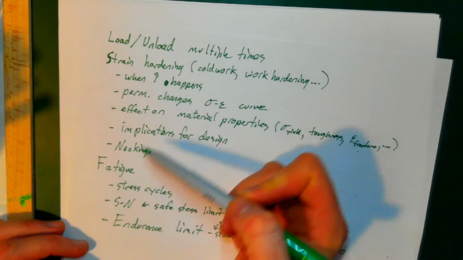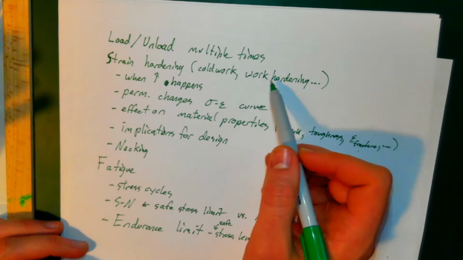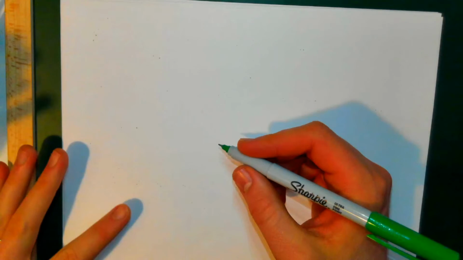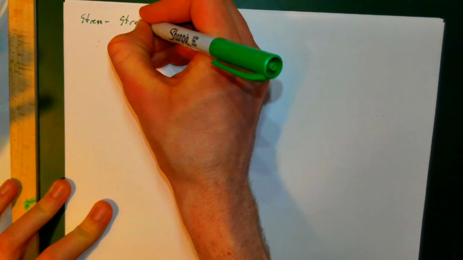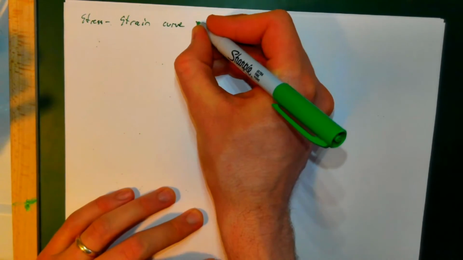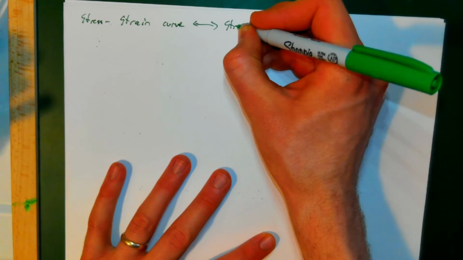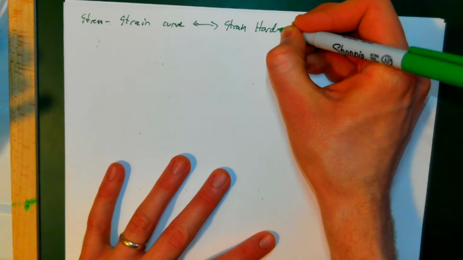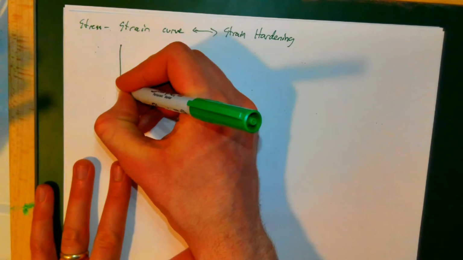So let's hop back to the first topic that we were going to talk about, which is basically strain hardening, also sometimes called cold work or work hardening. So when we're thinking about material properties, we talked about the stress strain curve. And today we're going to talk about how the stress strain curve relates to strain hardening. So let's get started sketching out a stress strain curve.